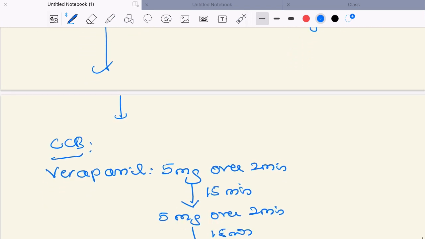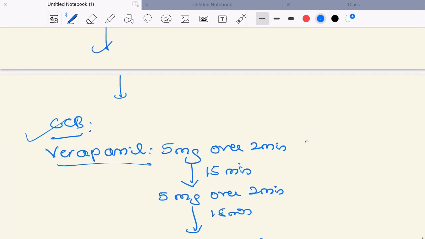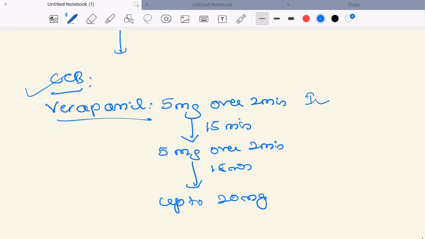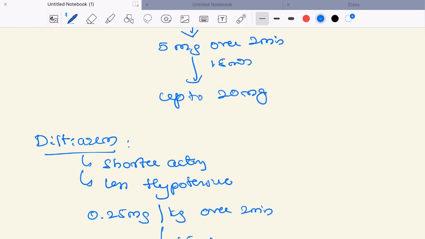So what if the patient's LV function is preserved? If the LV function is preserved, you can use a calcium channel blocker like verapamil. So verapamil 5 mg over 2 minutes, you have to give IV. You assess for the rhythm after 15 minutes. If the rhythm doesn't come back to normal, you can give 5 mg over 2 more minutes again. Like this you can repeat until 20 mg of verapamil is given.